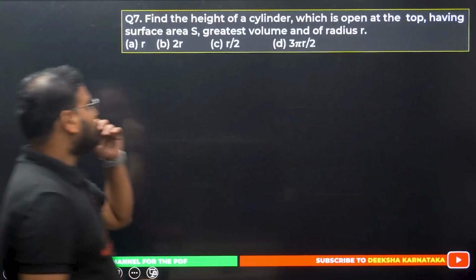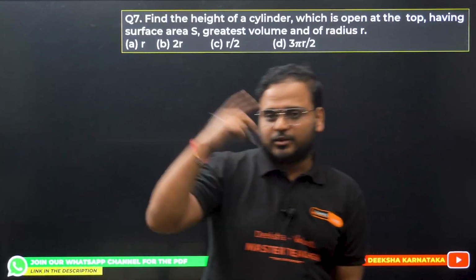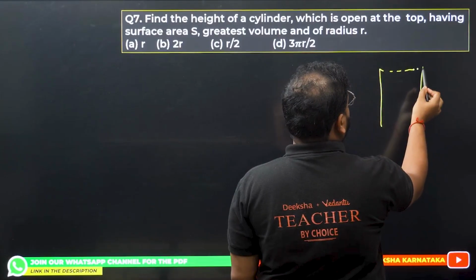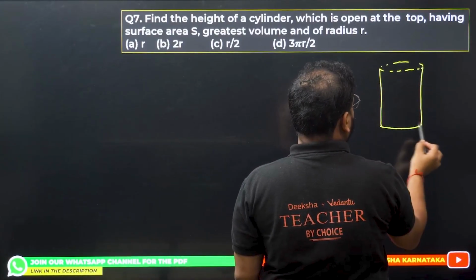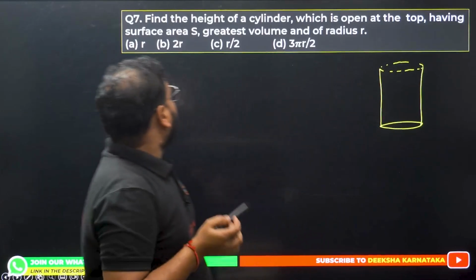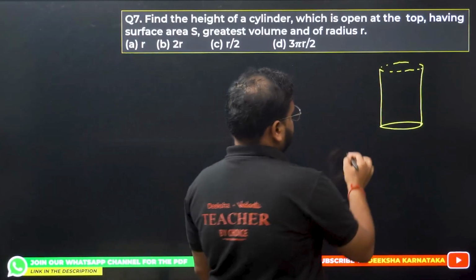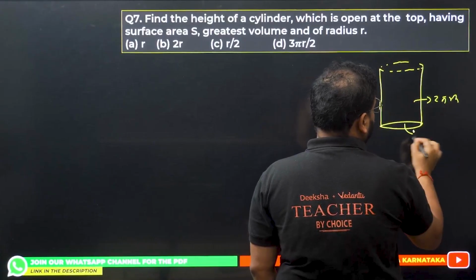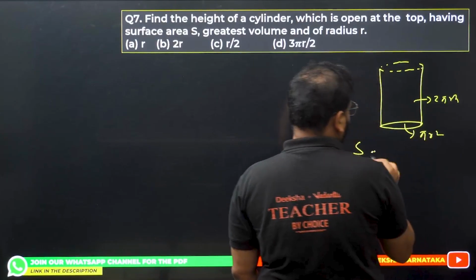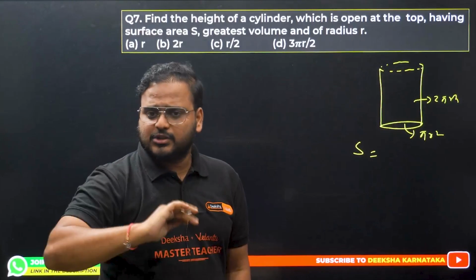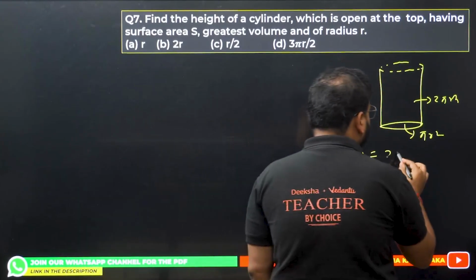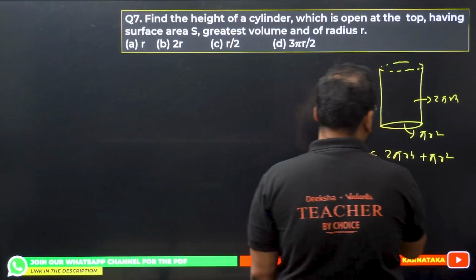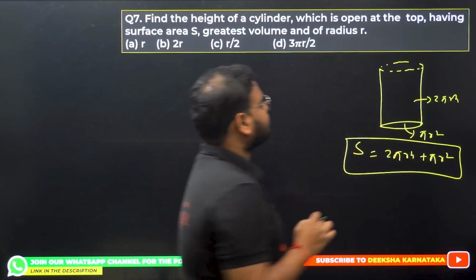Question number 7 now. Find the height of the cylinder which is open at the top. Cylinder open at the top. Okay, and here it is closed. Having surface area as S. So the surface area, you'll have 2 pi RH and you'll have this pi r square. That's all. You will not have the top area because it's open, right? So there's no top area. So you can write this as 2 pi RH plus pi r square. That's my surface area.